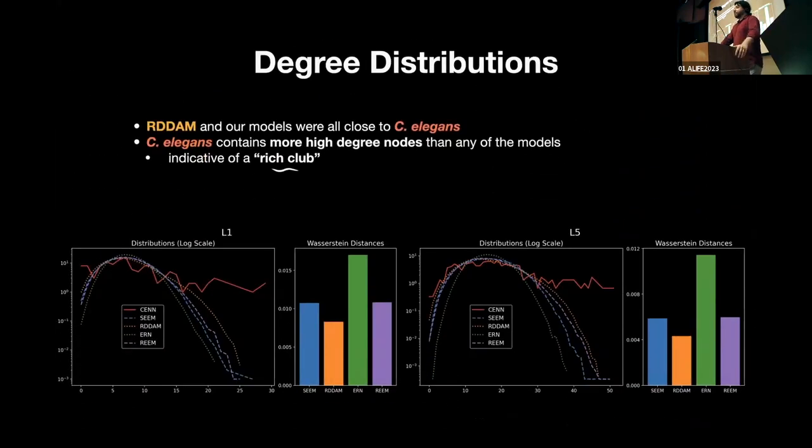Next, we looked at distributions. First we looked at the degree distributions of the networks, and what we found was that every model except for what was in green, which is a random network, was pretty close to it. None of them were able to represent the high degree nodes that were found in C. elegans, which again could be indicative of a rich club.